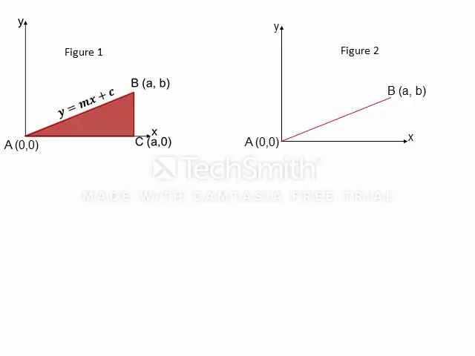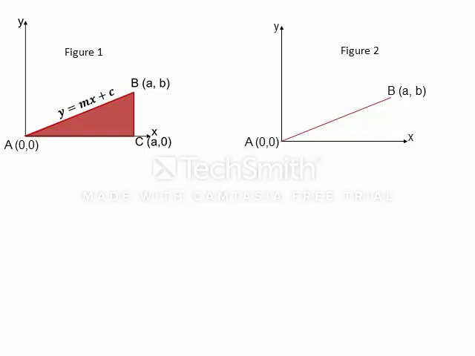We can say that the area under line AB, which is displayed on the right hand side of the slide, that is the line AB which starts from the point 0, 0, passing through point A and ends at point B, can form the right angle triangle considered in the left side image.